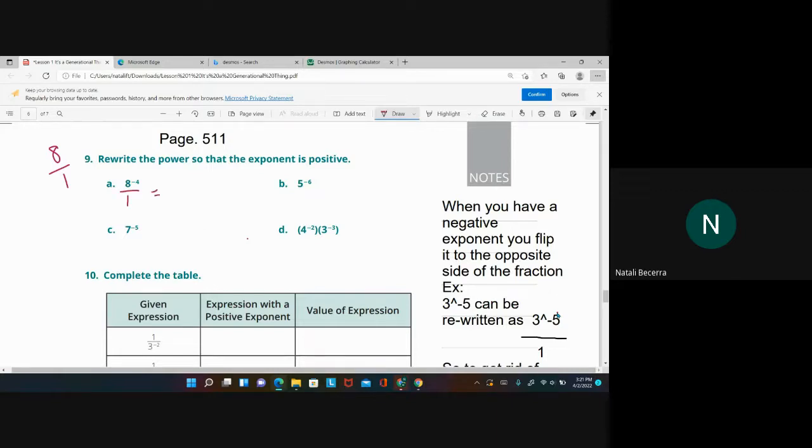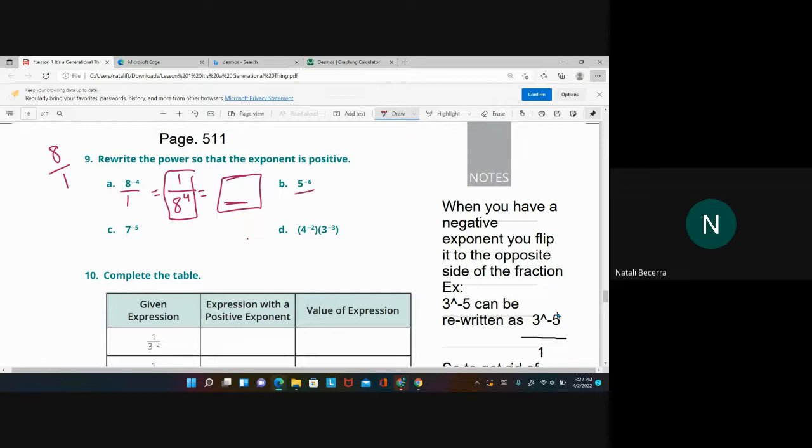And the easy thing about this is that whenever you're trying to go from negative to positive, all you have to do is just flip it. So the 1 is going to come to the top, and the 8 to the negative 4 is going to come to the bottom. But now the negative is going to actually just be positive. So this would be my answer. Well, that's how you would rewrite it as a positive. Then if you want the actual answer, put it in the calculator and see what you get. So I'll let you do that if you want to.